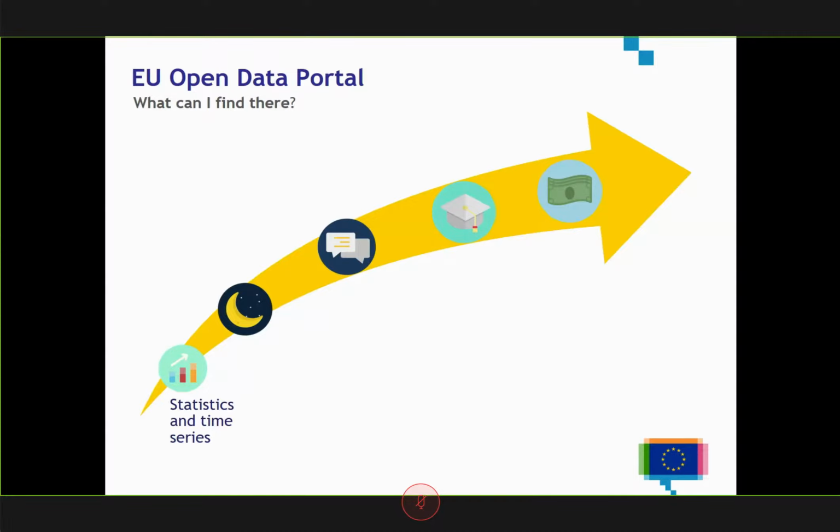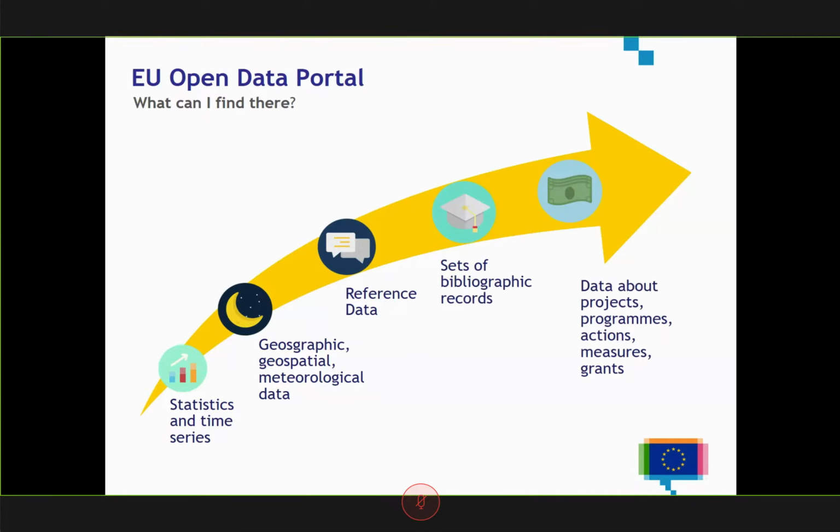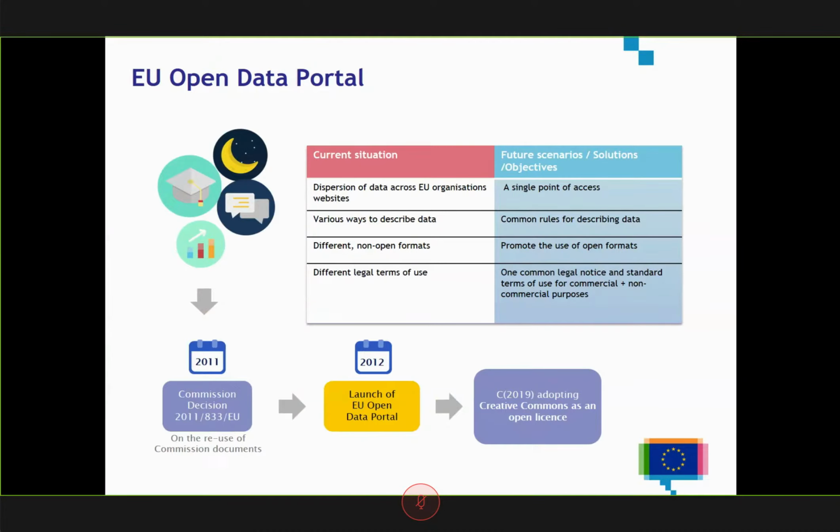So you can find statistics and time series. You can find geographic and geospatial meteorological data. You can find reference data, also sets of biographic records, and data about projects, programs, actions, measures, and grants. As you can see, you can find really different types of information depending on the department we're working with.